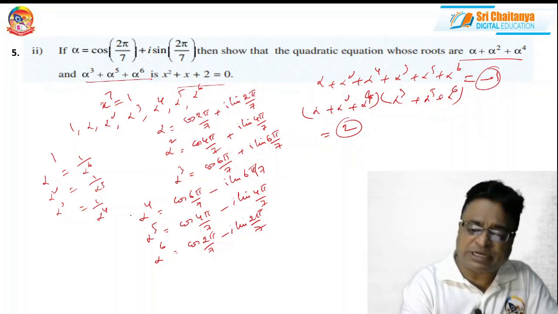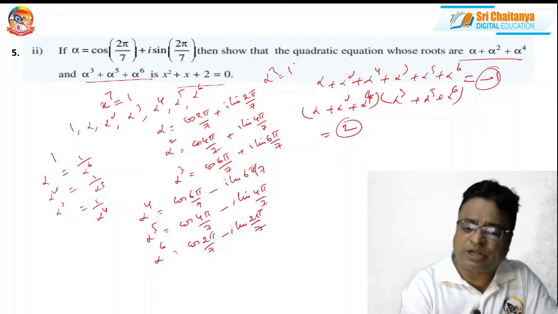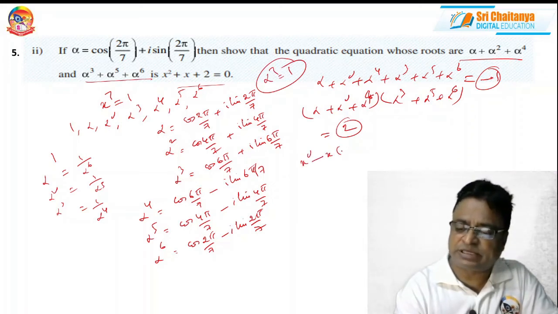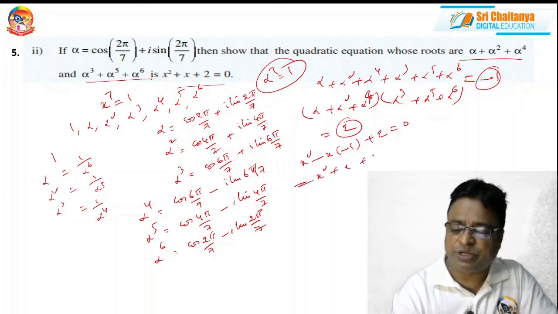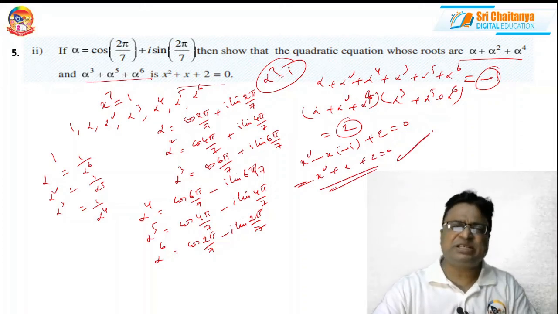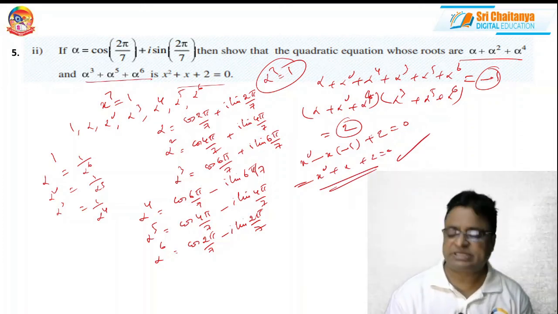But apply the alpha power 7 is equal to 1 technique also. Therefore, my quadratic equation is x square minus x into the sum of the roots, which is minus 1, plus the product of the roots, which is 2. Therefore, x square plus x plus 2 equal to 0 I can get. This is my answer. Because it is just similar to the first part.